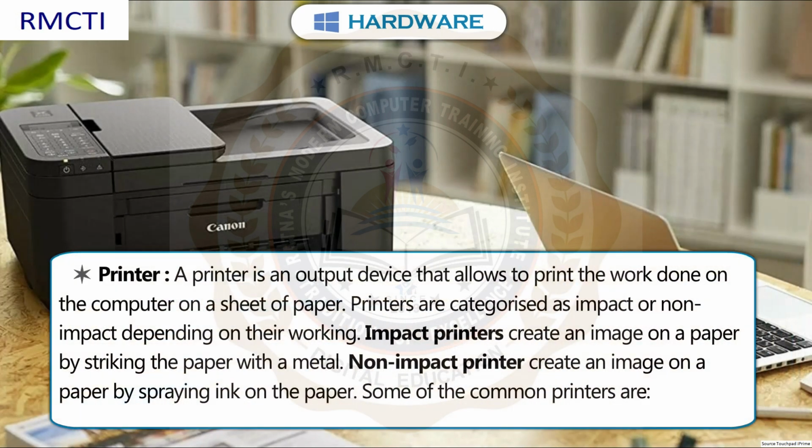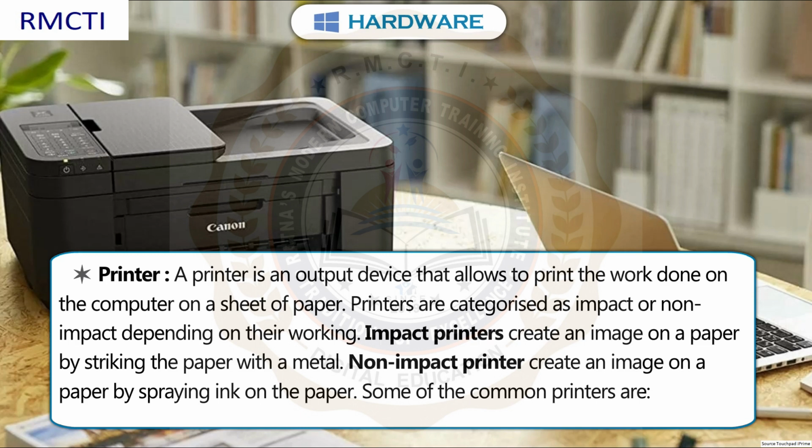Printer. A printer is an output device that allows you to print the work done on the computer on a sheet of paper. Printers are categorized as impact or non-impact depending on their working. Impact printers create an image on a paper by striking the paper with a metal. Non-impact printers create an image on a paper by spraying ink on the paper.